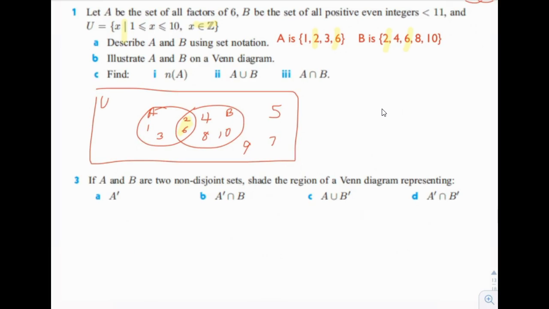So that was B. Then in C it says, find the number of elements in A. So there are 4 elements in A, 1, 2, 3, and 6. So the number of elements in A is 4.